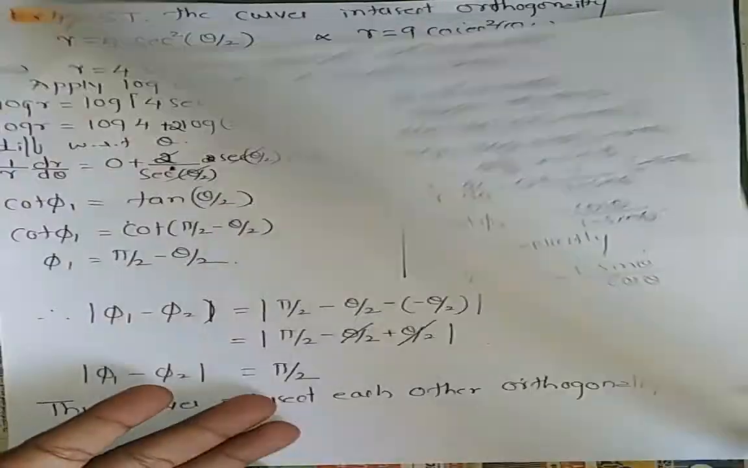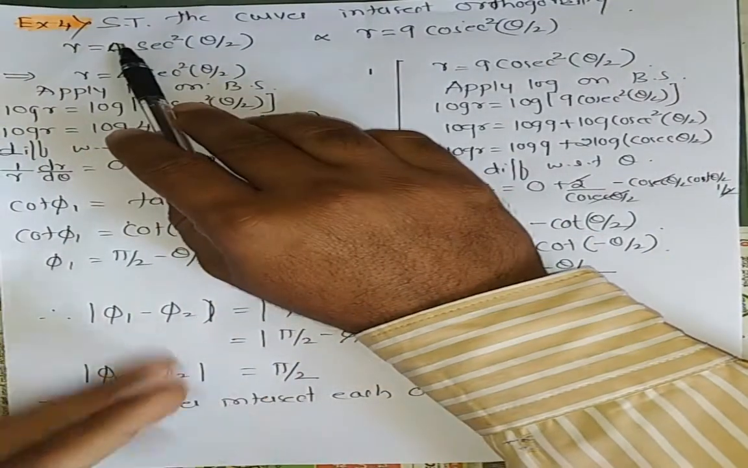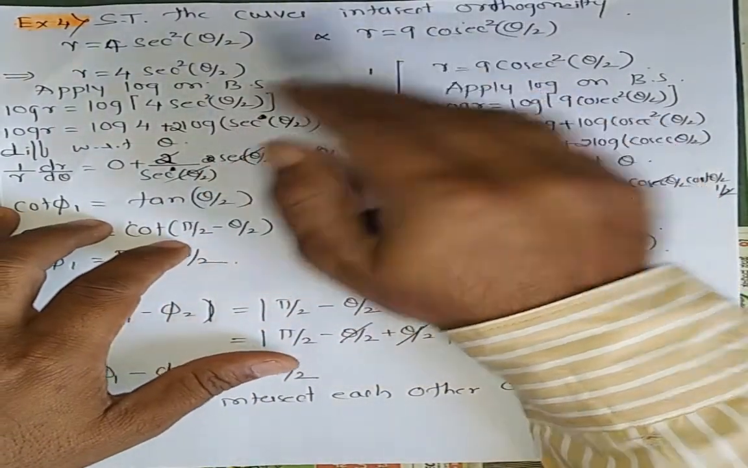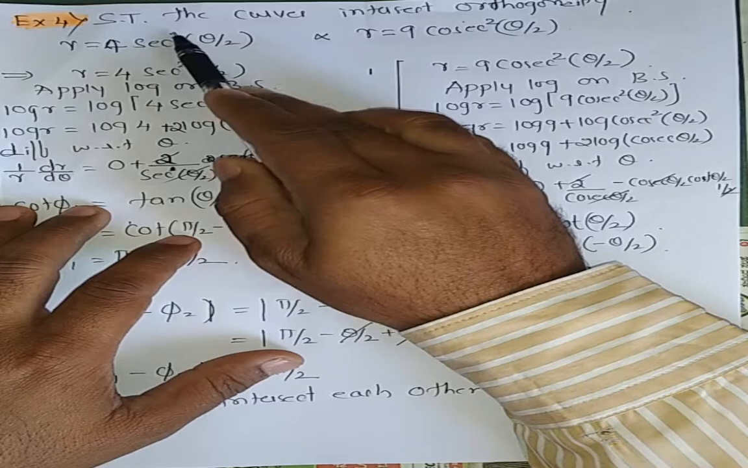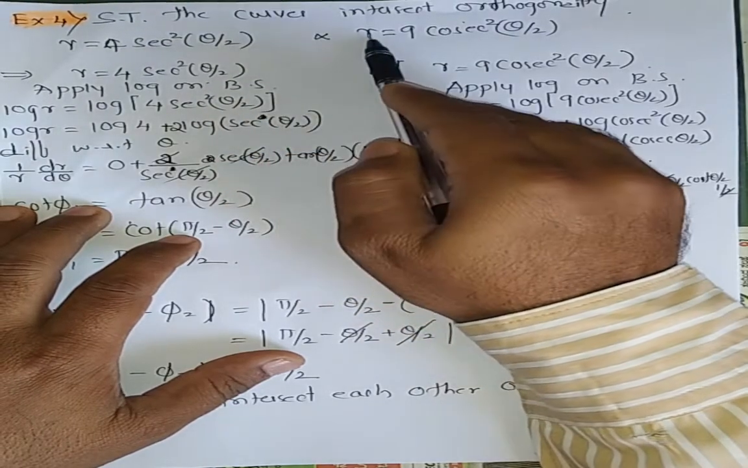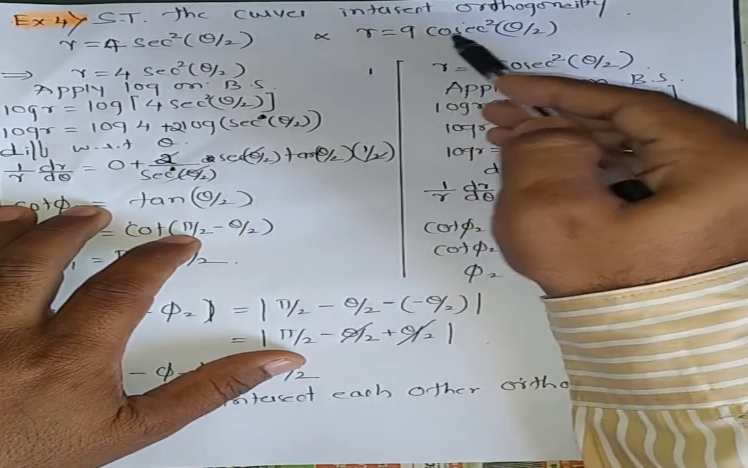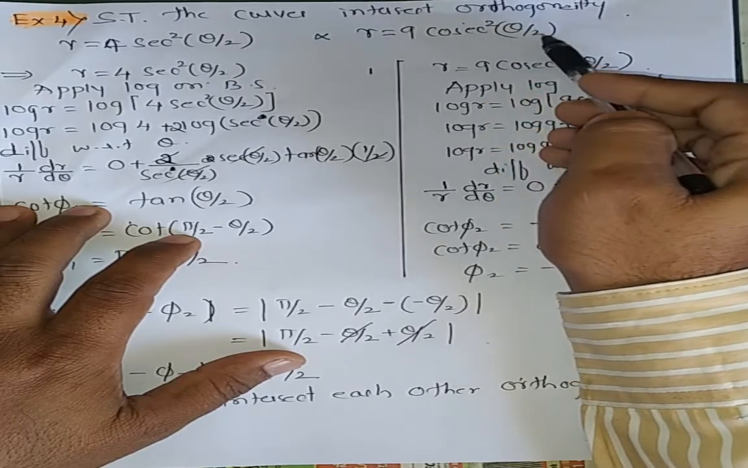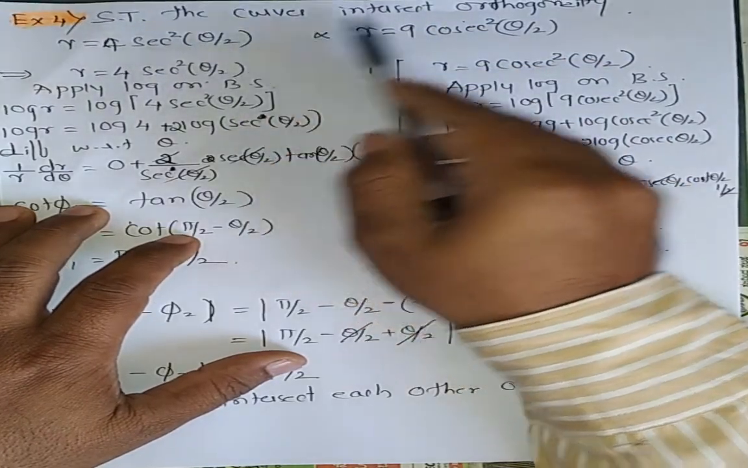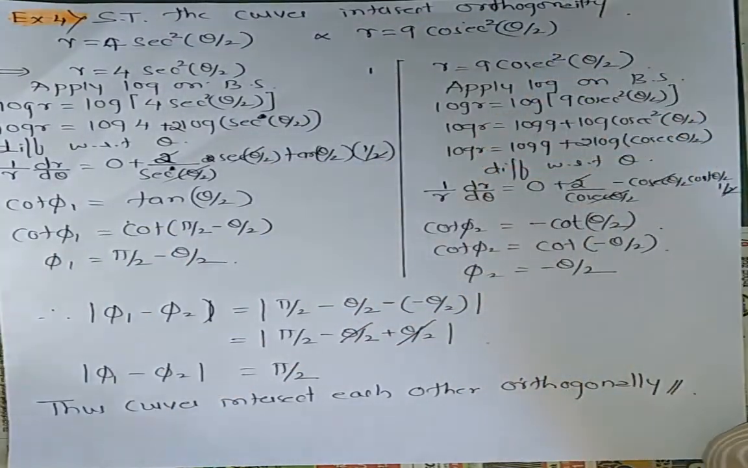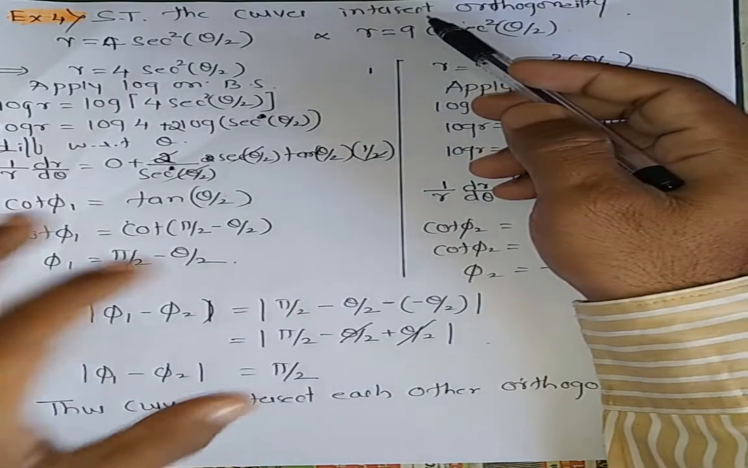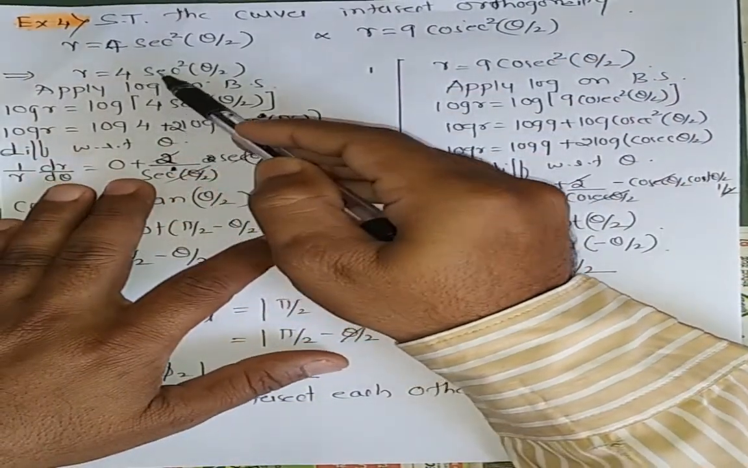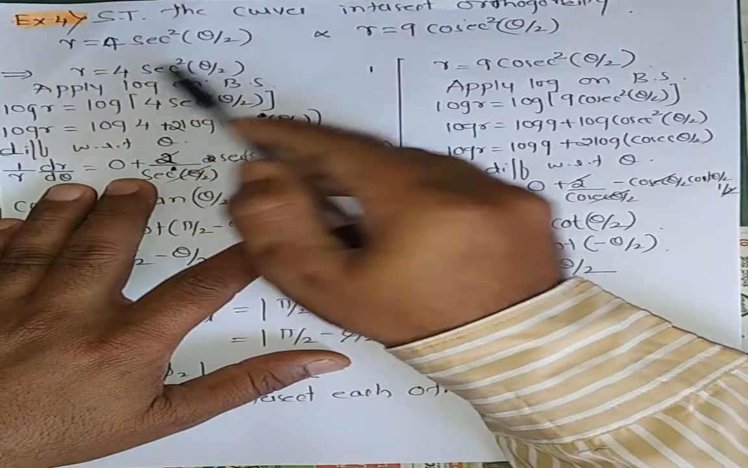So the example is like this. Show that the curves r is equal to 4 sec square theta by 2 and r is equal to 9 cosec square theta by 2 intersect orthogonally. Okay. Now let us prove this: let us find phi 1 and phi 2. Okay. Let us check. So r is equal to 4 sec square theta by 2. R is there, theta is there.